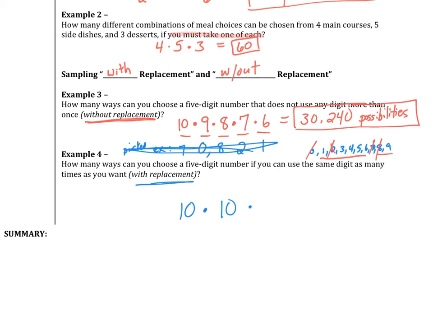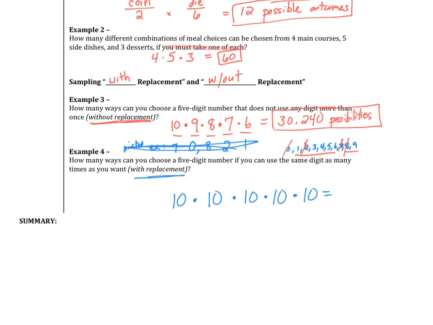Okay, then there's still 10 numbers to pick from for the third digit, and 10 numbers for the fourth, and 10 numbers for the fifth digit. So it'd be 10 times 10 times 10 times 10 times 10. So what do we get? There are 100,000 possibilities for this one.